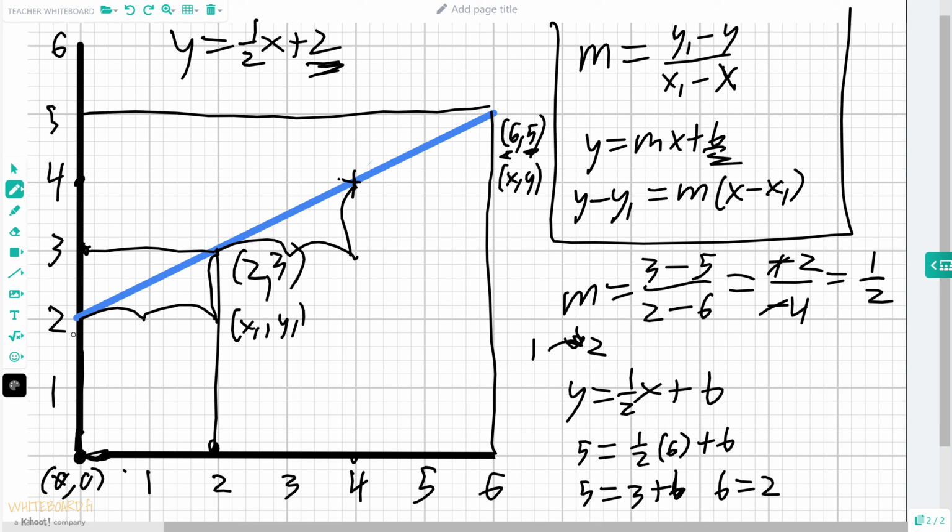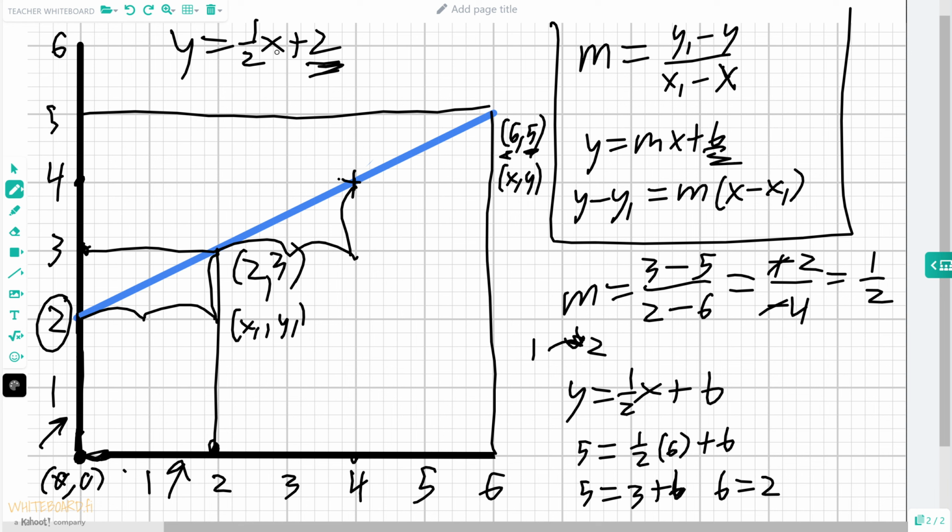This is known as the y-intercept, or where the graph crosses the y-axis. This is the y-axis, and this is the x-axis. So it's where the graph crosses the y-axis. And as you can see, when the graph crosses the y-axis, the y value is 2.